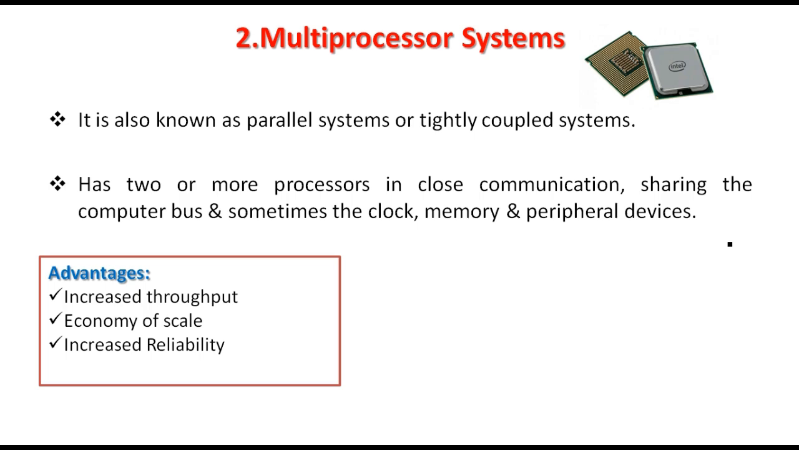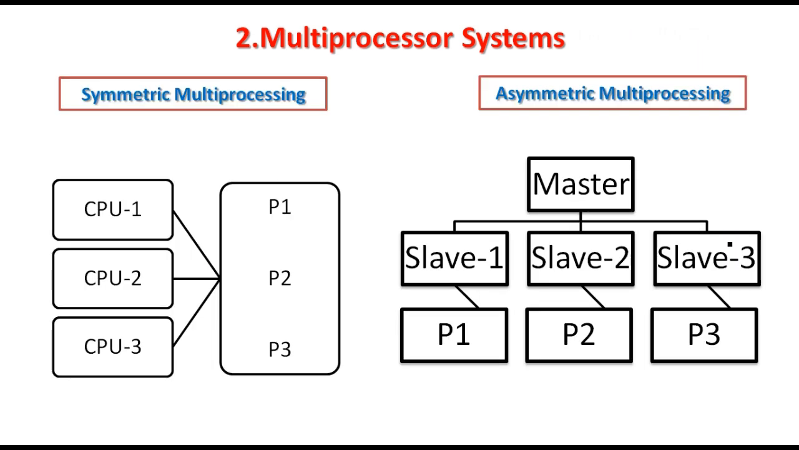In the multiprocessor system, we have two types. Some systems use asymmetric multiprocessing, and some multiprocessor systems use symmetric multiprocessing. So let us understand what is meant by symmetric multiprocessing and asymmetric multiprocessing.